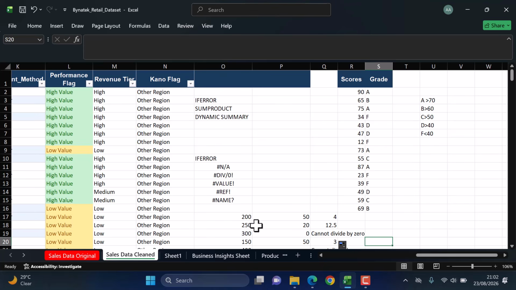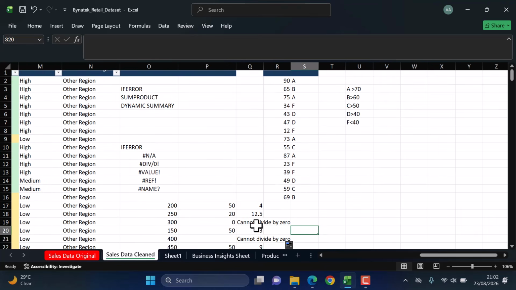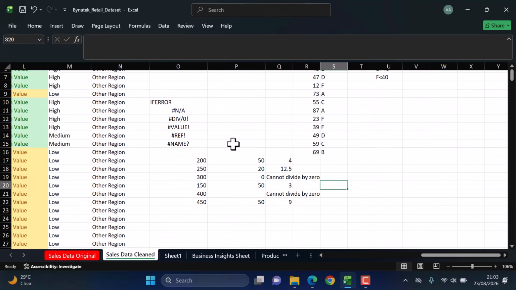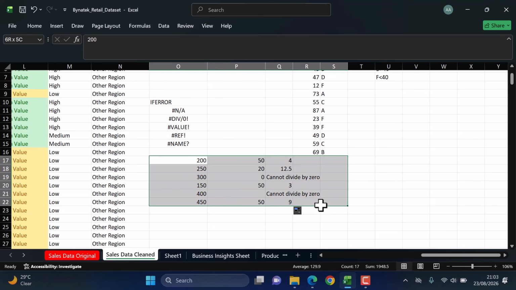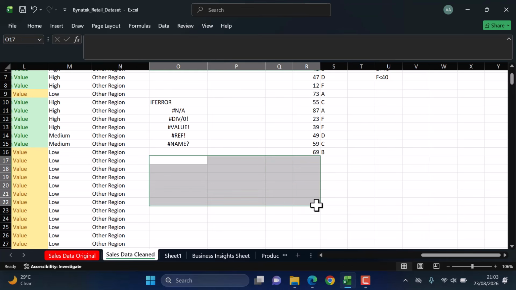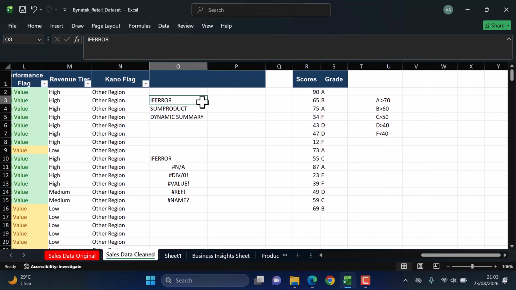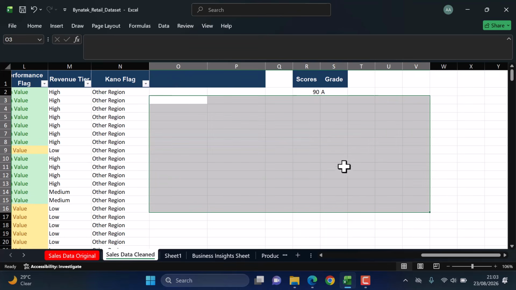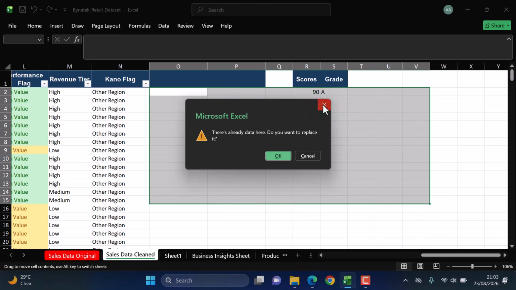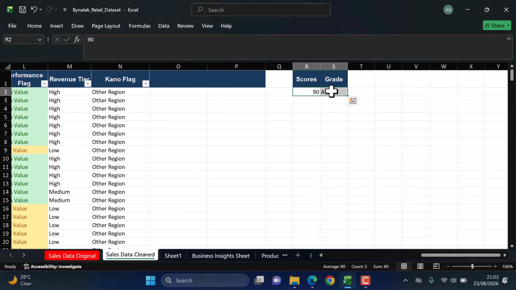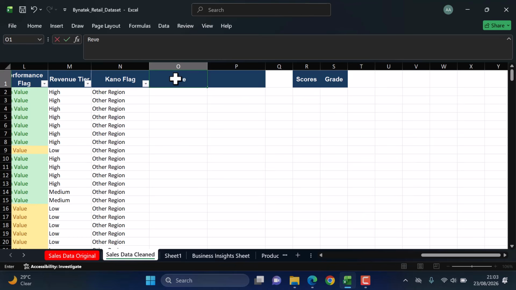But let's look at one more practical use. Say I want to calculate, let's take this out. In fact, let's delete all of this. Assuming, let's calculate something else. Let's call this particular column revenue per unit.